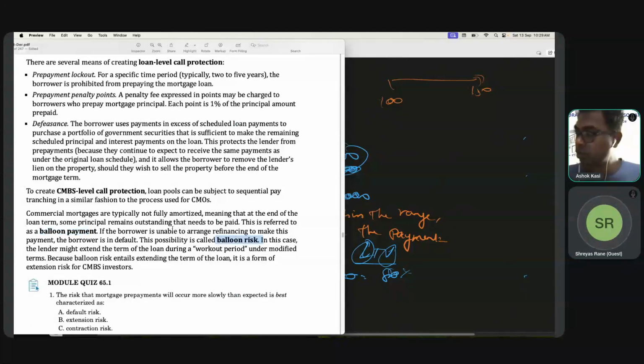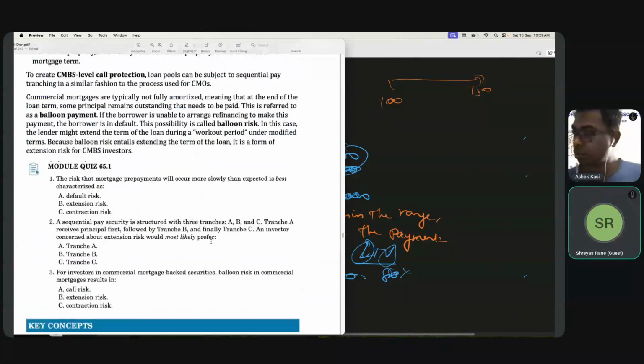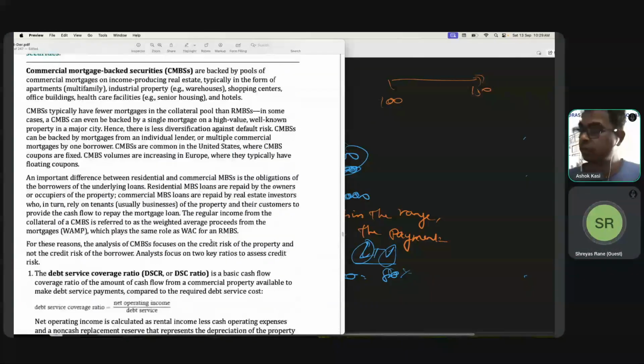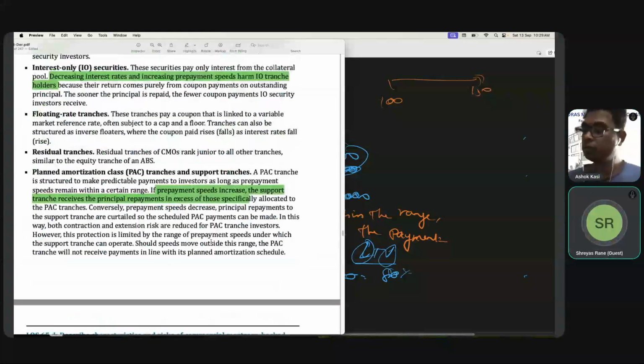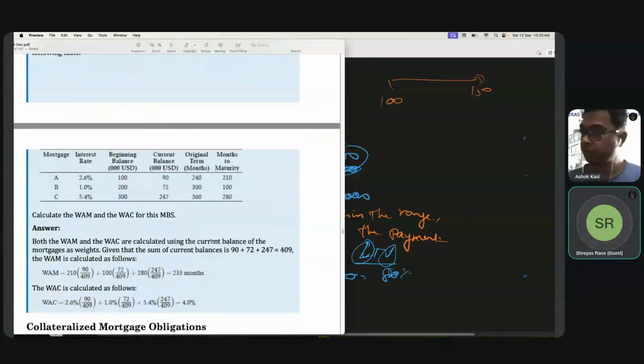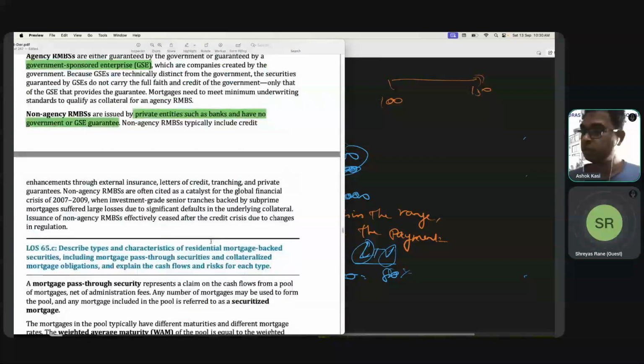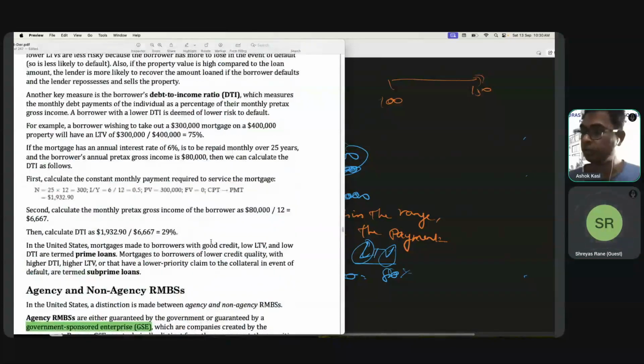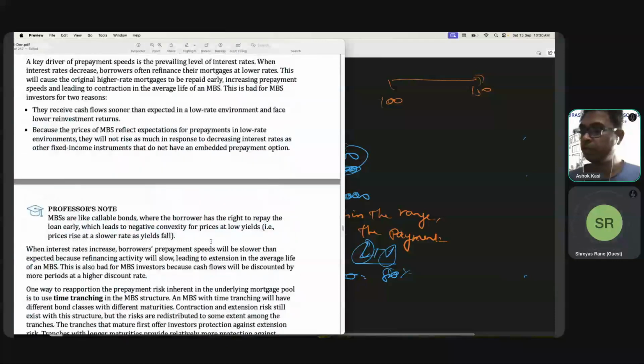You understood the difference between balloon payment and balloon risk. Balloon payment means a lump sum amount being paid in one go, like a zero coupon bond. That is balloon payment. Okay, that's it. Just go through this again once for a minute. But whatever I told you, if you focus on that, it is more than enough in this chapter. You may refer if you want for a minute, and then we'll begin with the previous chapter.